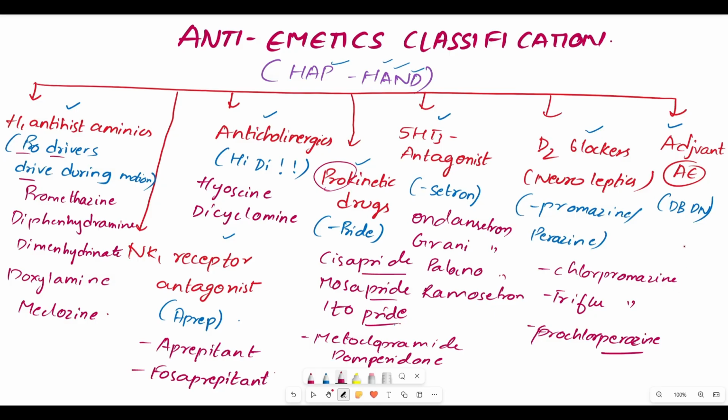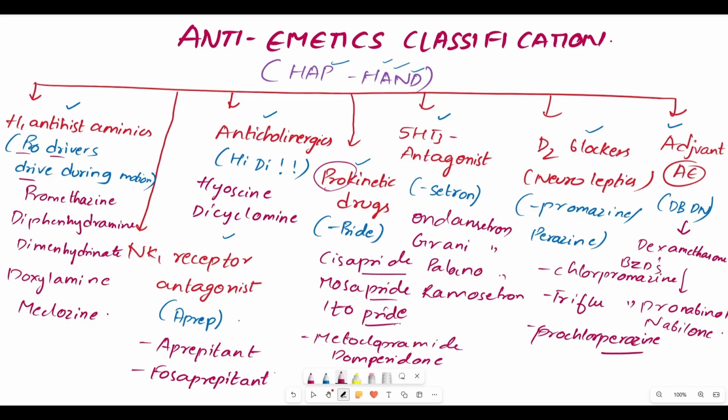So coming back to the last class, which is adjuvant antiemetics, the trick is DBDN. So D means it is dexamethasone. B means it is benzodiazepines. D means it is dronabinol. N means it is nabilone.